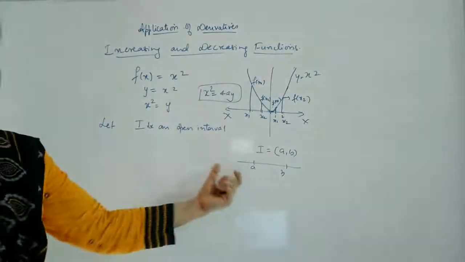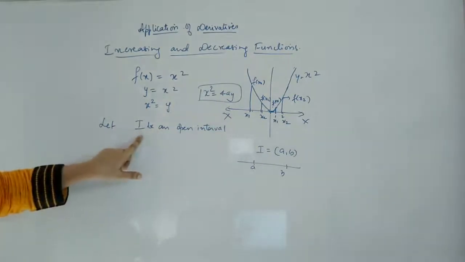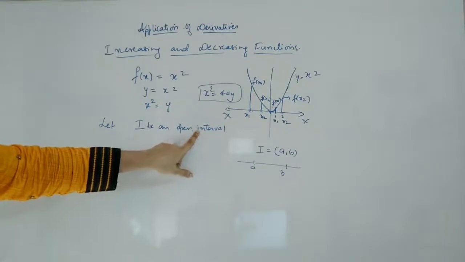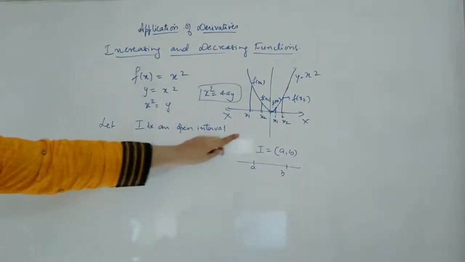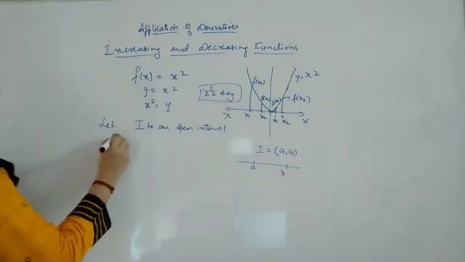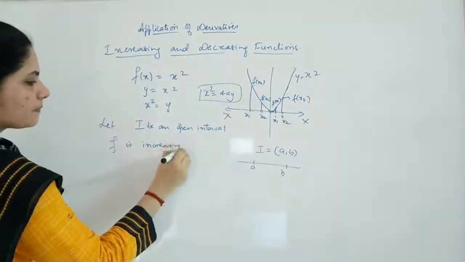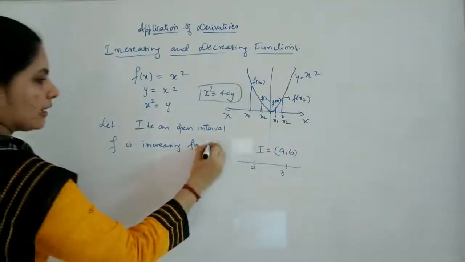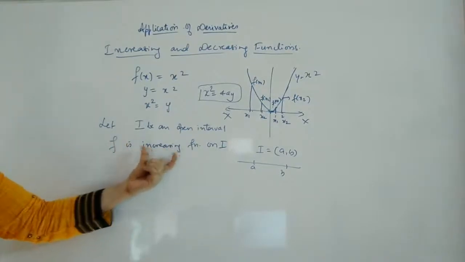So the points x1, x2, all we will choose in between these 2 points. Okay, like that I have taken I. So I be an open interval in the domain of the real valued function. Every time we are just talking about the real valued function, we are talking about only real numbers, not the complex numbers. Then we will say that f is an increasing function on I.